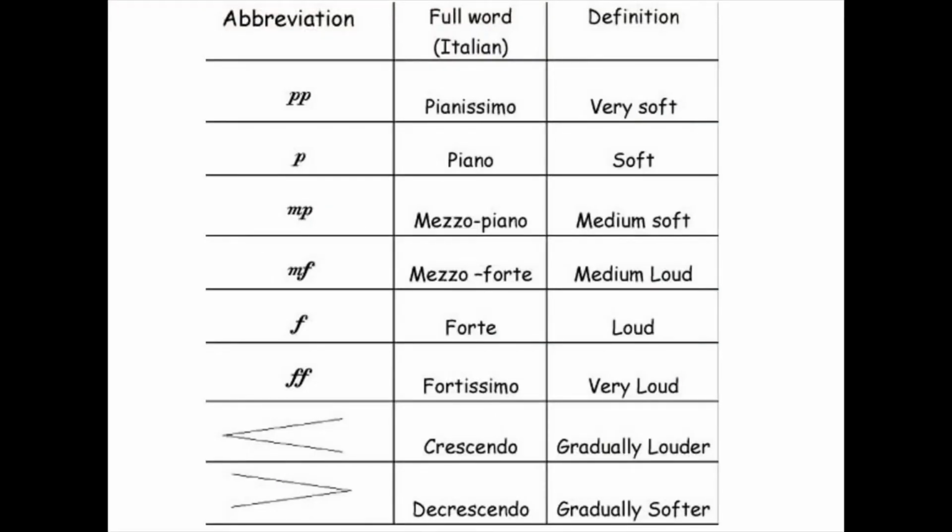Now, there are many dynamics in the world, and here's a picture of some of the dynamics we often see even in a very beginner's piece. From here you can see pianissimo, piano, mezzo piano, mezzo forte, forte, fortissimo, crescendo, and decrescendo. Those signs represent very soft, soft, medium soft, medium loud, loud, very loud, gradually louder, and gradually softer.